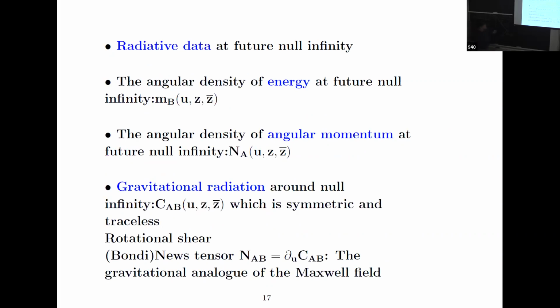Then three quantities appear. M_B is the so-called Bondi mass, the energy aspect. The capital N is the angular momentum, and the capital C is given through this relation. This is the so-called Bondi shear tensor that appears in the previous metric.